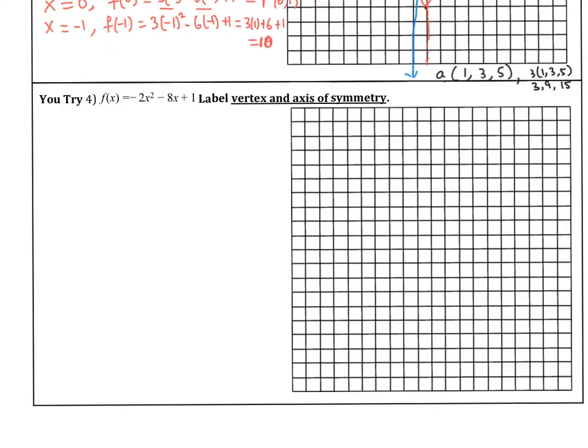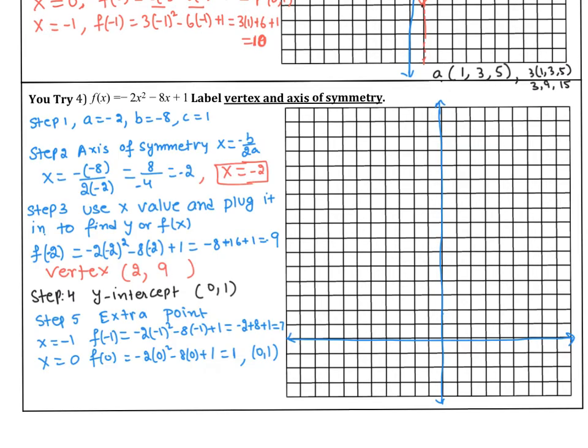Now you're going to pause the video and try problem number 4. So step number 1 is to identify a, b, and c. So a is -2, b is -8, and c is 1.